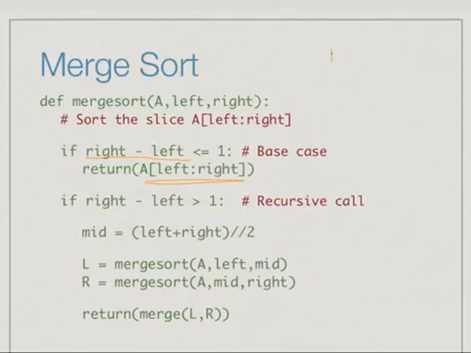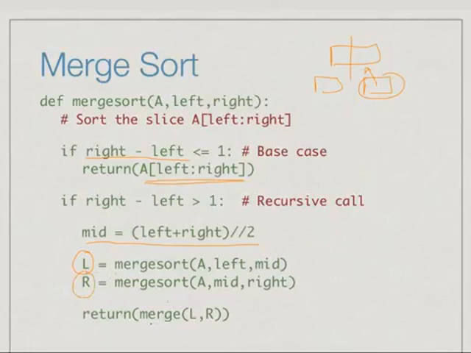So remember when we broke up something into 2 parts, for example, right? So then at this point, we have to return the sorted version of this slice, not the entire slice. So we have to return A from left to right if it's a base case. Otherwise, we find the midpoint. Then we recursively sort the portion from the left-hand side of the current slice to the midpoint and put it in L. Then we take the midpoint to the right, put it in R.